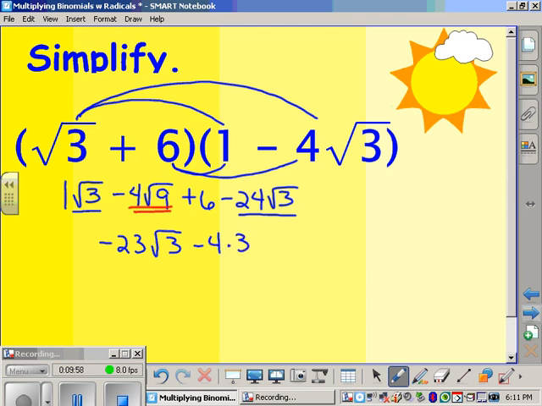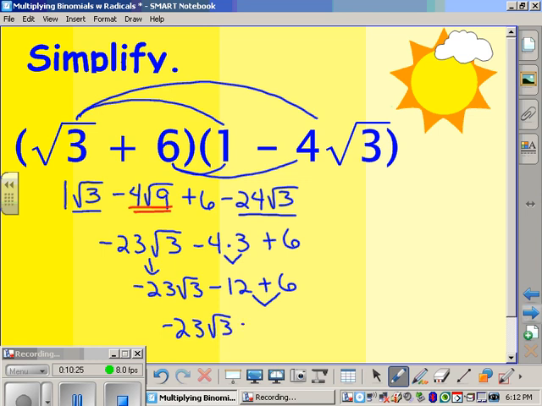times 3. Then we can drop down the plus 6. So from here, I'll drop down the negative 23 radical 3. I'll multiply the 4 and the 3 and drop down the plus 6. Lastly, I'll combine the negative 12 and the positive 6, and when I add those together, I get a negative 6. So the final answer is negative 23 radical 3 minus 6.